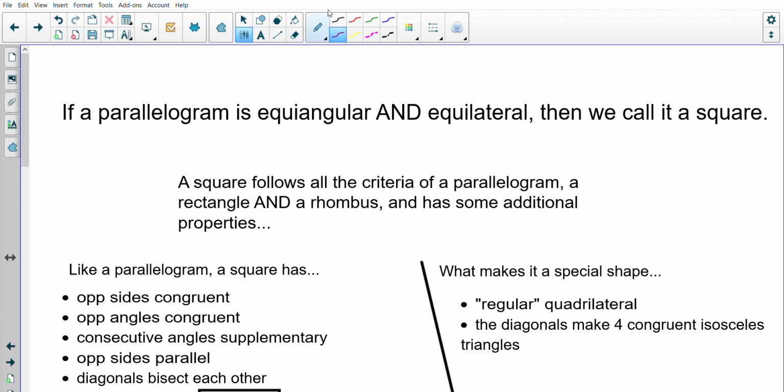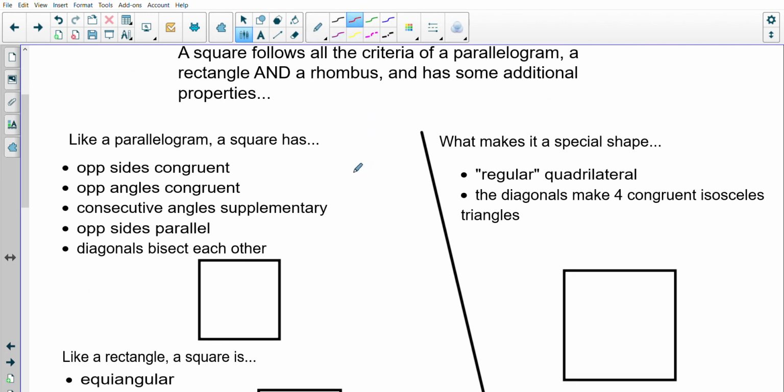So it says, and this is something you should highlight and read carefully, if a parallelogram is equiangular and equilateral, then it is a square. Okay, so squares follow all the criteria of a parallelogram and a rectangle and a rhombus, and it has some additional properties. So a square has lots and lots of properties going on. Let's fill this out.